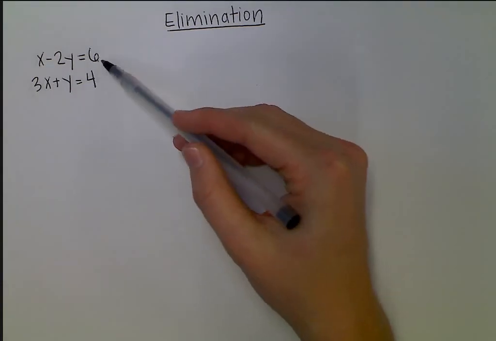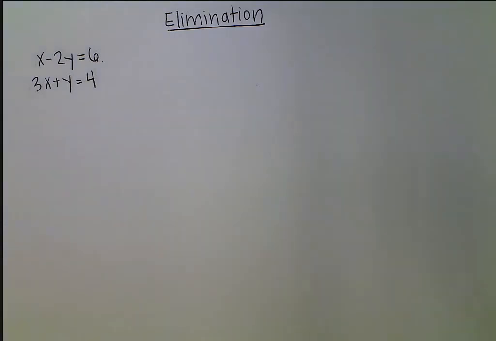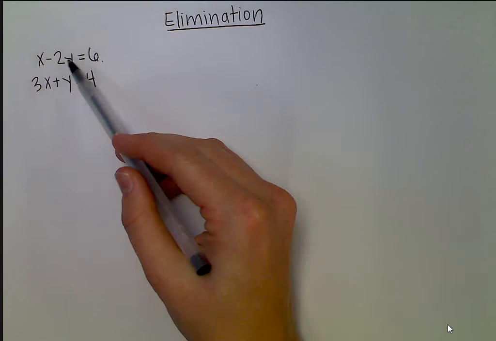Decide if the x's are to cancel or the y's. It doesn't matter. You just simply choose one. I'll choose to eliminate the y's. This looks like it'll be simple for me since they're already opposite signs.